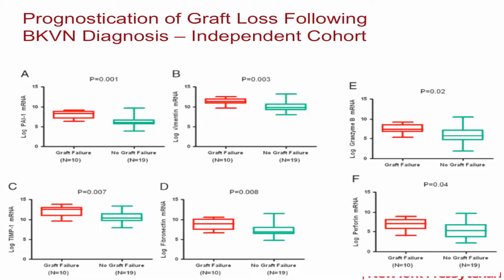And in fact, there was a high degree of correlation between those that experienced graft failure within 3 years of the BKVN diagnosis compared to those that didn't. So the PI1 levels, the Vimentin, fibronectin, and TIMP1 were significantly elevated compared to those that did not experience graft loss. And on the side, you see the validation data for the granzyme B and the perforin.